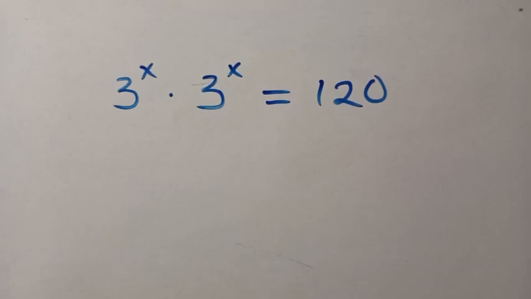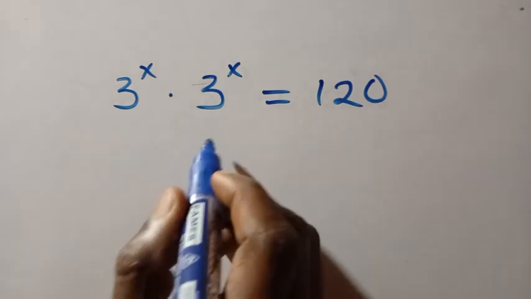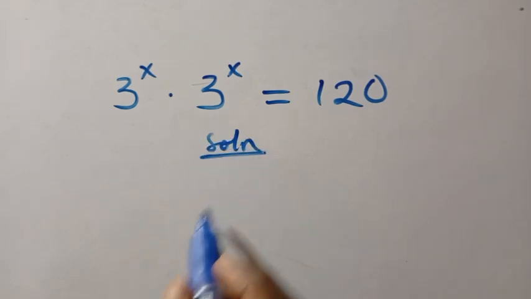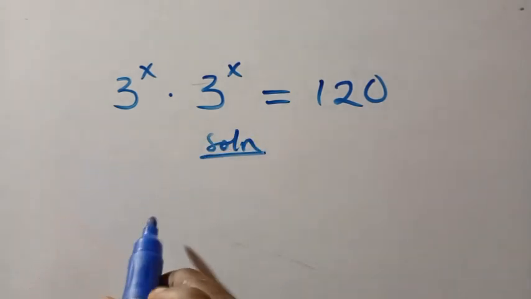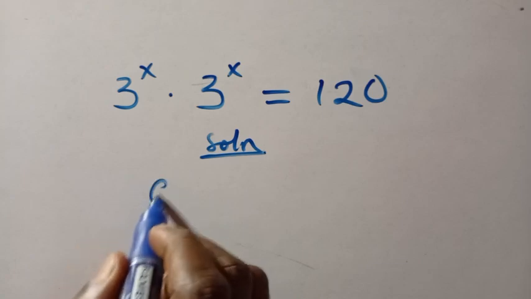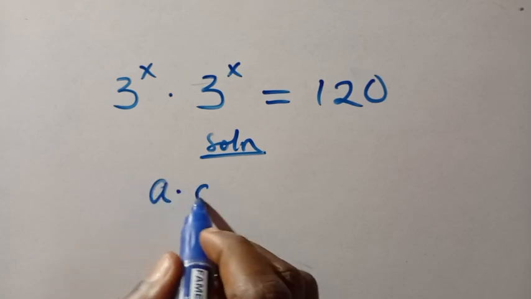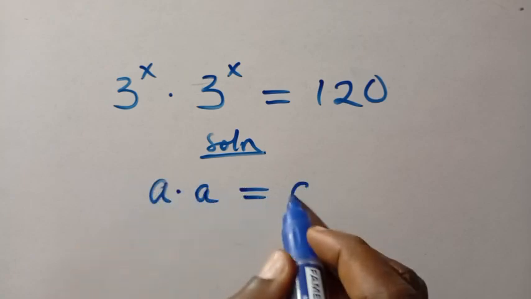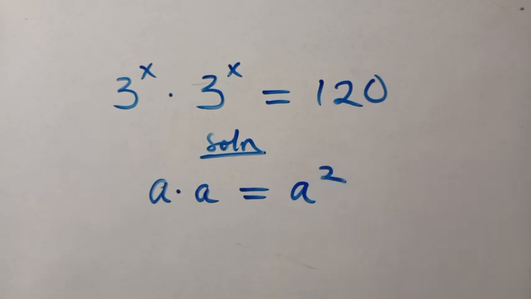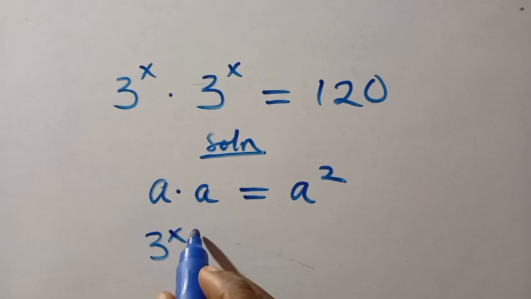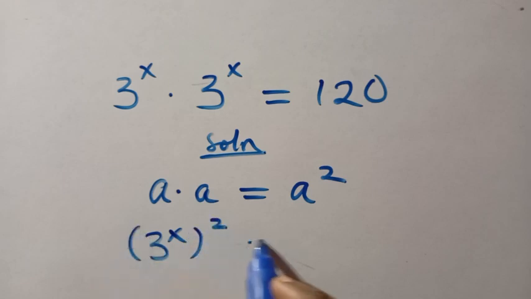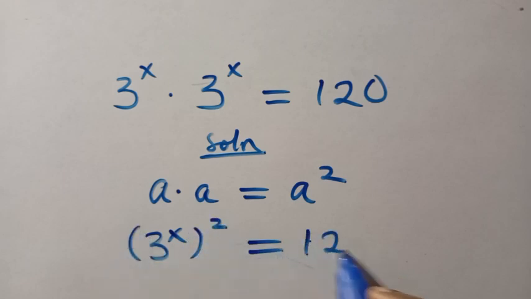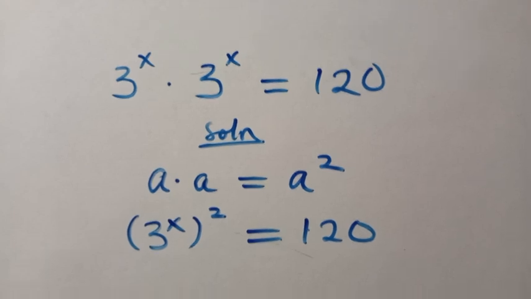How to solve these nice exponential equations? We have 3 power x multiplied by 3 power x equals 120. So to solve this, we consider the solution from here. This expression follows when we have a multiplied by a, which equals a squared. By applying this, we have 3 power x raised to power 2 equals 120.